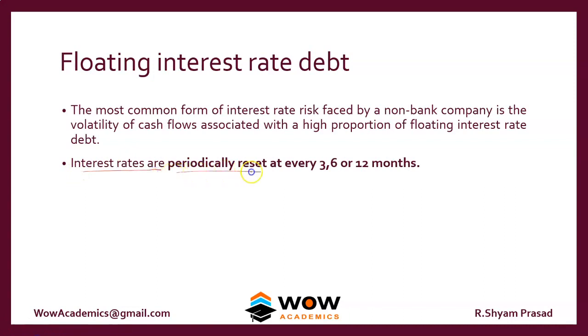Interest rates are periodically reset at every 3, 6 or 12 months. So a floating interest rate has to be periodically reset. So once in every 3 months or 6 months or 12 months, the rate would be changed and a new rate would be issued. The company which has borrowed has to pay the new interest rate only.